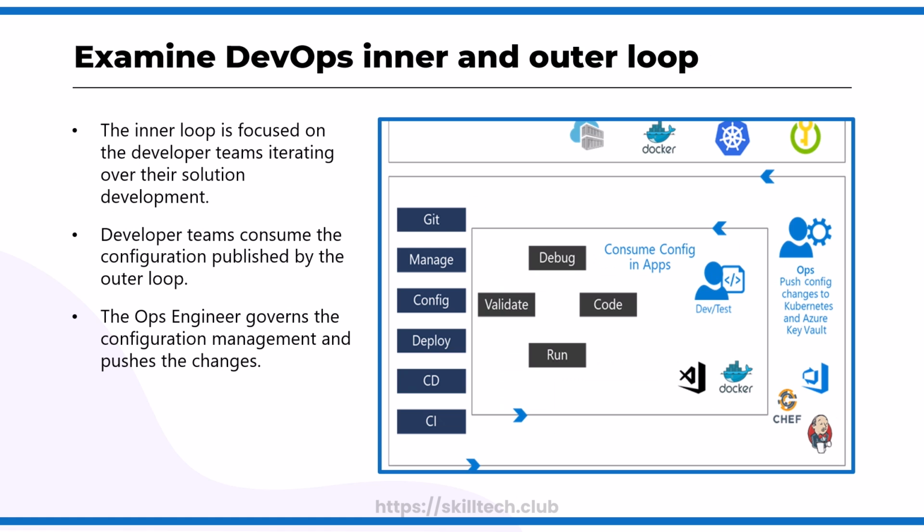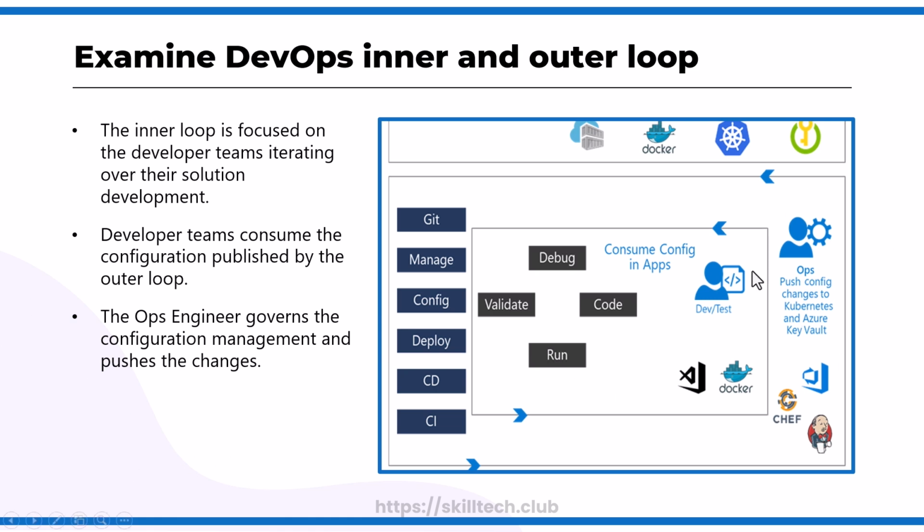Keeping all this in mind, let's examine something which is known as the developers' inner loop and outer loop. This is a very interesting concept. Please focus on the slide. The inner loop is focused on the developer teams who are iterating over their solution development. In short, these are the people who are developing your application. While you can store configuration and secrets together, which is going to violate the separation of concern principle as we discussed earlier, it is recommended that you should have a separate store for that. And that's where inner loop and outer loop come into the picture.